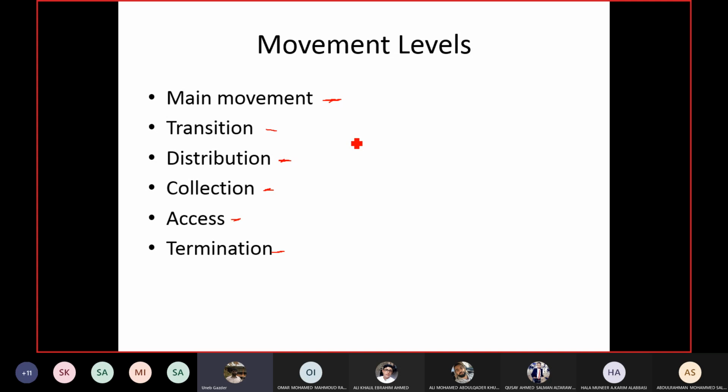So if I want to go from my house to Muharrak, I will walk to my parking area, that will be transition. Then I will take my car from the parking area, that will be termination. I will come out on the street, that will be access. Then I will come on another street, that will be a collector. From that street, let's say I will take Sheikh Salman Highway, and there is a road which is connecting Sheikh Salman Highway to Sheikh Khalifa bin Salman Highway, that will be distribution. And when I take Sheikh Salman Highway or Sheikh Khalifa bin Salman Highway and enter Muharrak, that will be my main movement. So these are the movement levels.